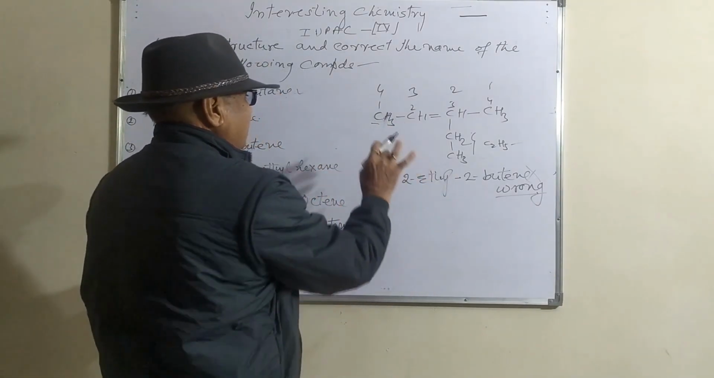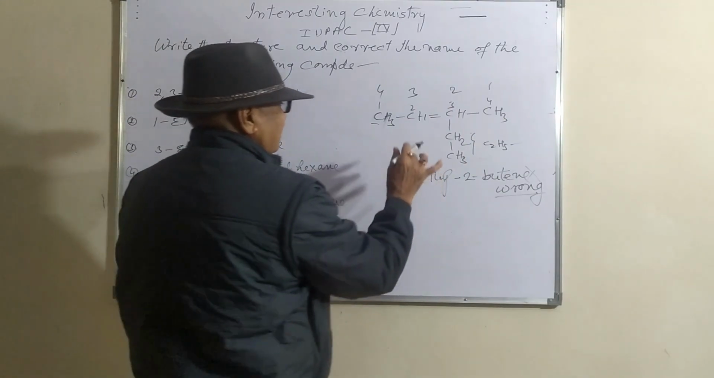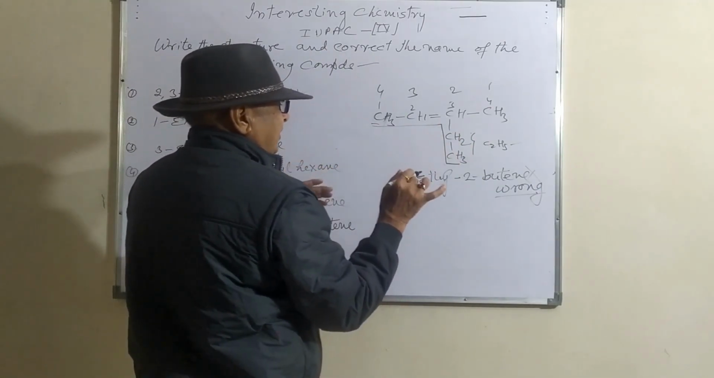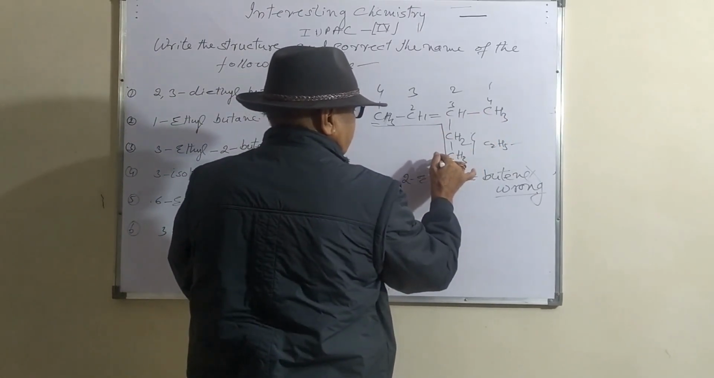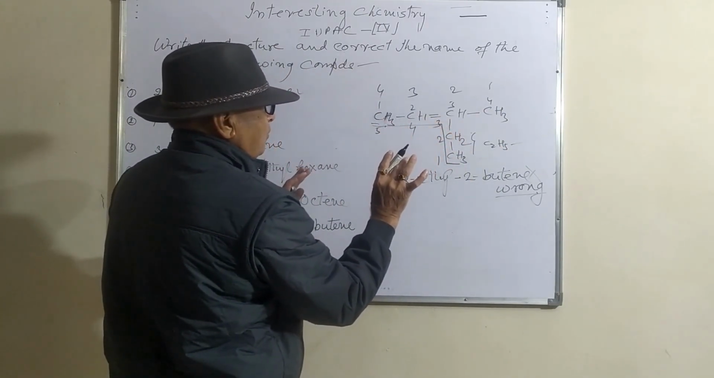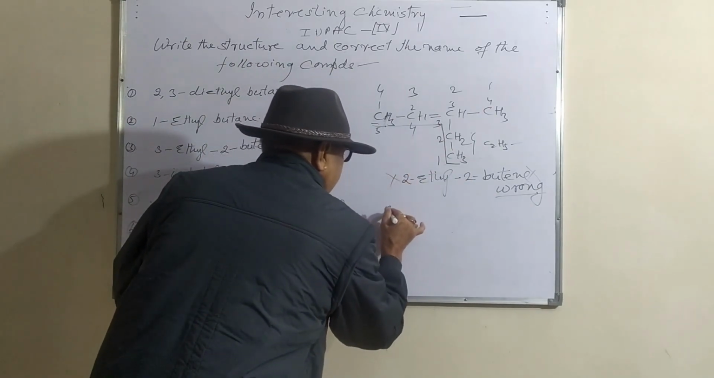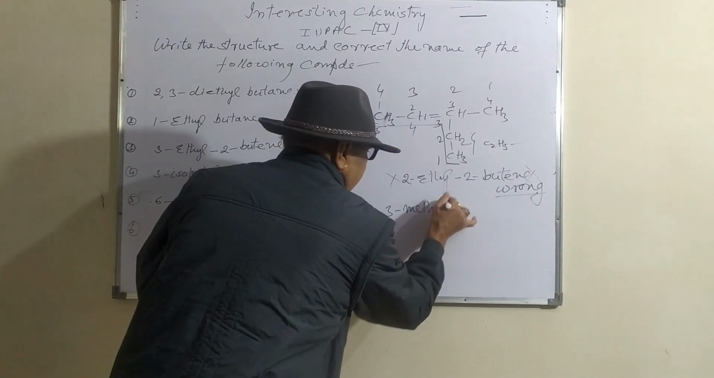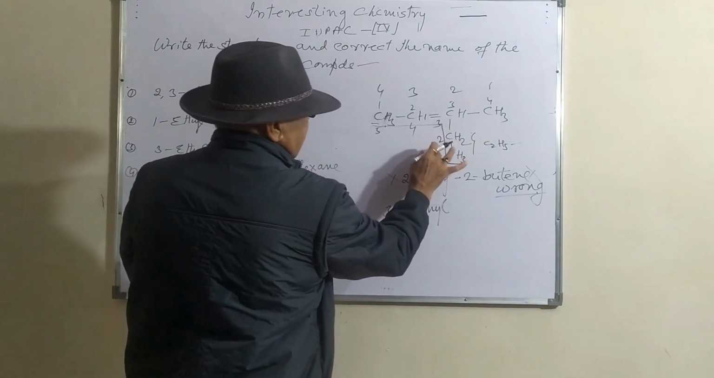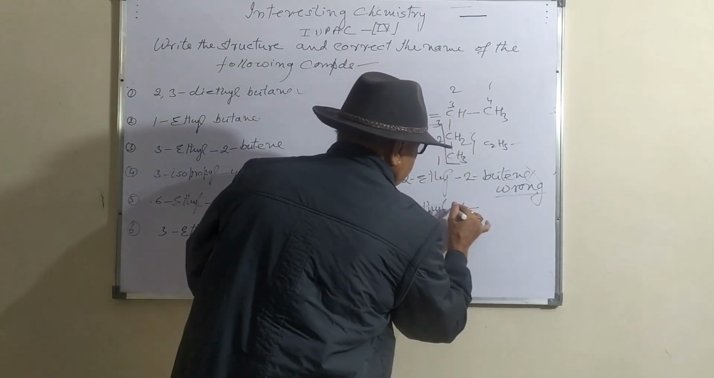Select the longest chain: 1, 2, 3, 4, 5. Here you will find the longest chain of 5 carbon atoms. So give the numbers to locate the CH3 group: 1, 2, 3, 4 and 5. The correct name of this compound will be 3-methyl-3-pentene.